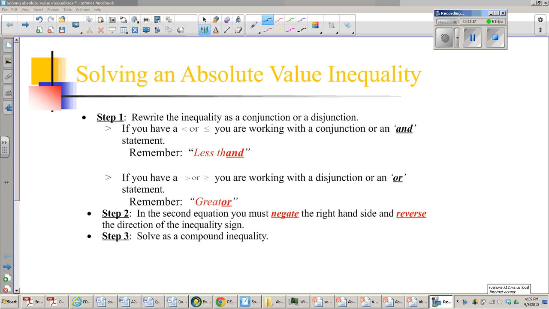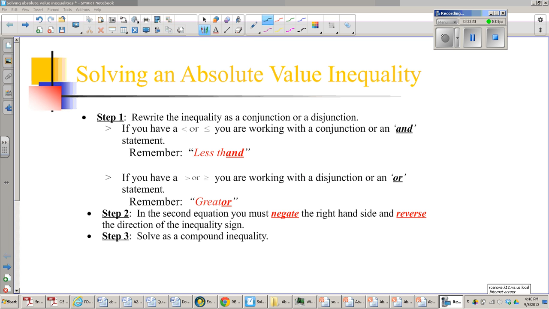Today's lesson is on solving an absolute value inequality. Let's look at the steps first. Step 1, let's rewrite the inequality as a conjunction or a disjunction. All that means is let's rewrite the inequality as an and statement or an or statement.